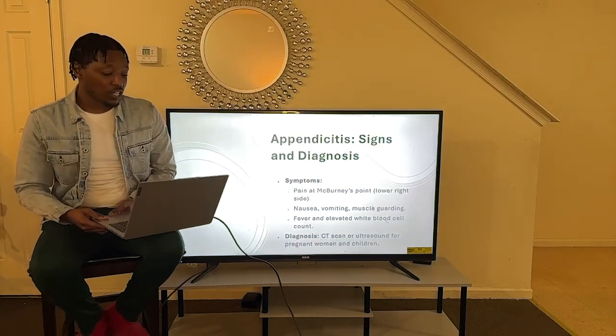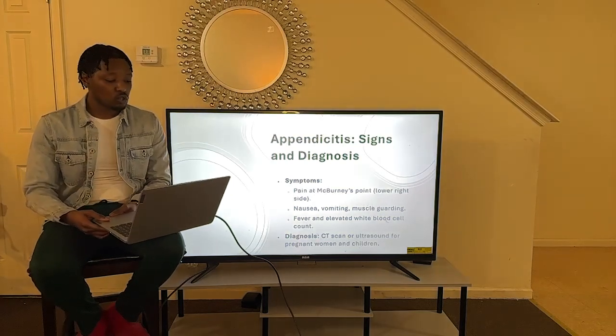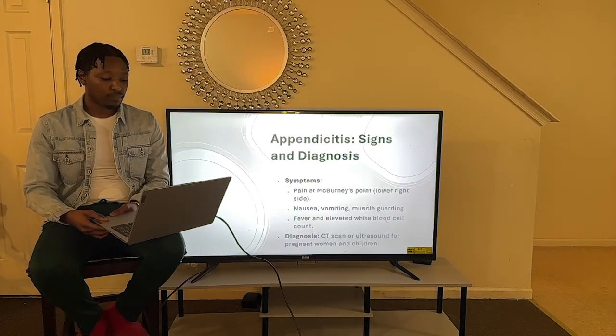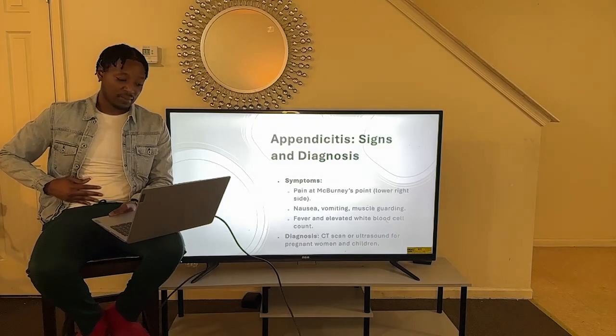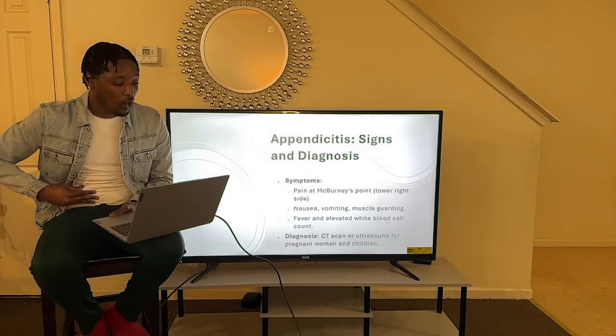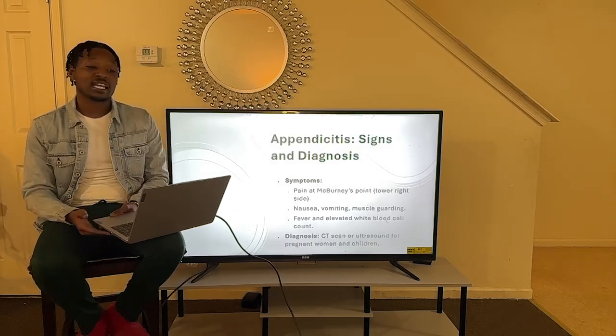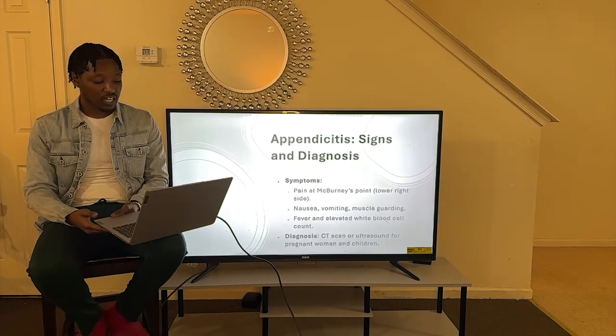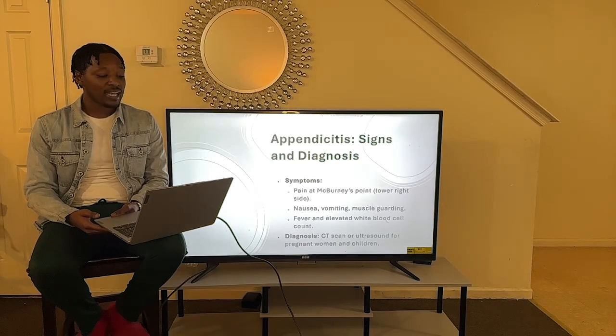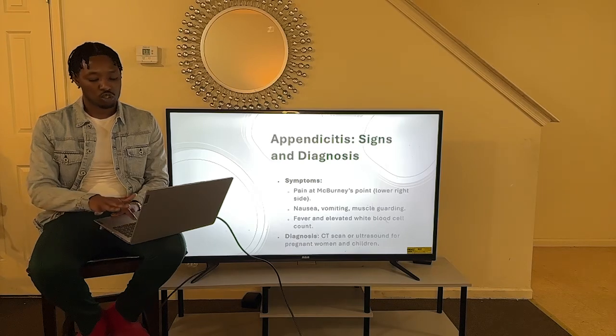Some signs and diagnoses include pain at McBurney's point, which is at the lower right quadrant of the abdomen, right here. Also includes nausea, vomiting, muscle guarding, fever, and elevated white blood cell counts. It is diagnosed by a CT scan, or an ultrasound for pregnant women and children.